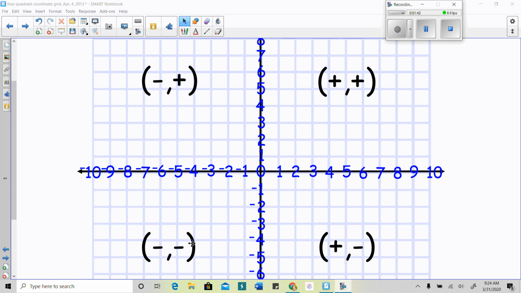Going down here to the bottom is the negative quadrant, because both the x value and the y value will be negative. And finally, this is the positive negative quadrant, because the x value will be positive and the y value will be negative. So remember, for all of these, your x coordinate is the one that's going to be on the left, and your y coordinate is the one that is going to be on the right.